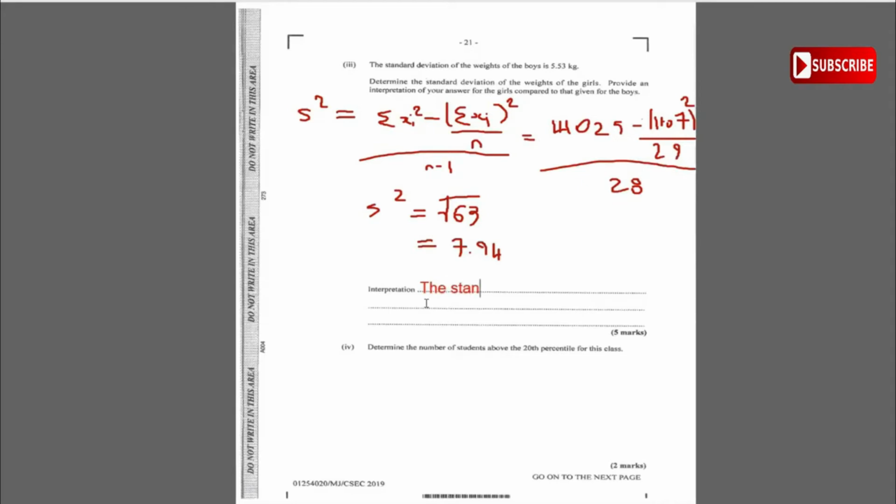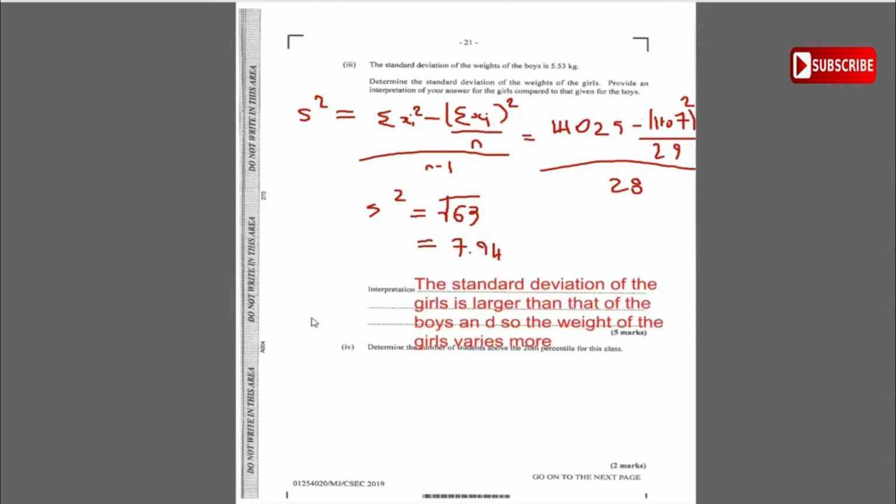standard deviation of the girls is larger than that of the boys, and so the weight of the girls varies more. It's more widely spread. All right, nice and easy, soft.